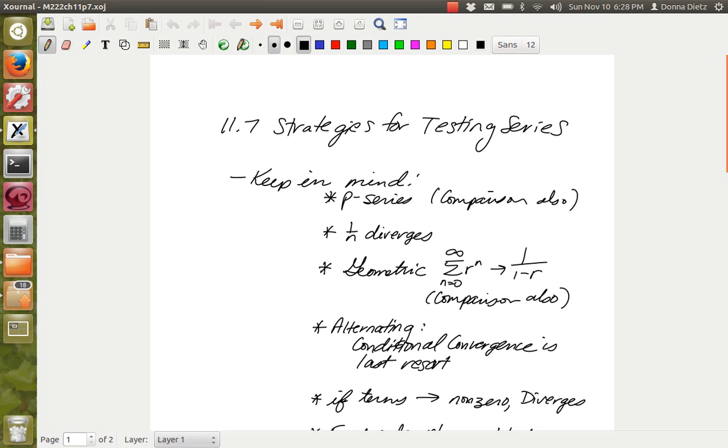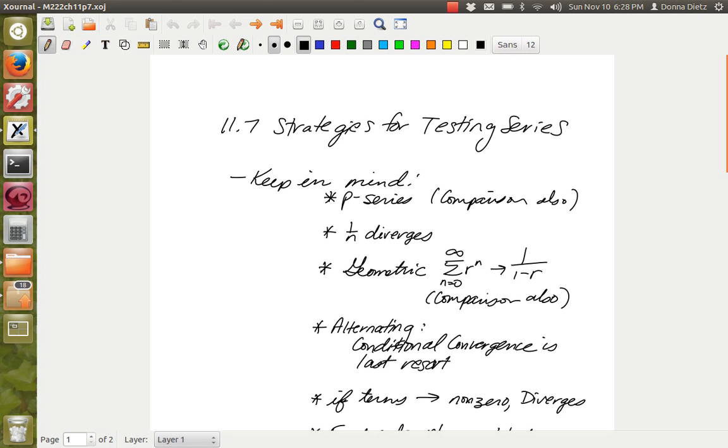Okay, 11.7 is just kind of a summary, a recap of the different rules we've learned before we head into 11.8, 11.9, 11.10, which is getting us into Taylor and Maclaurin series. Okay, so this is our last little hurrah before we dive into the next idea.